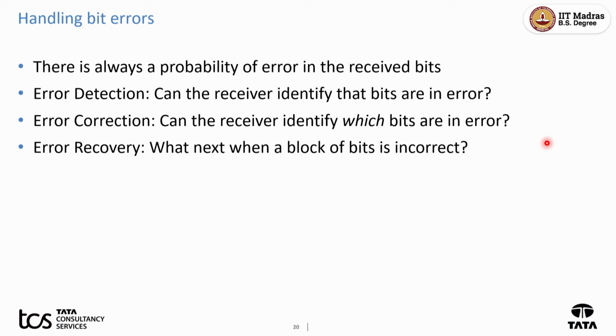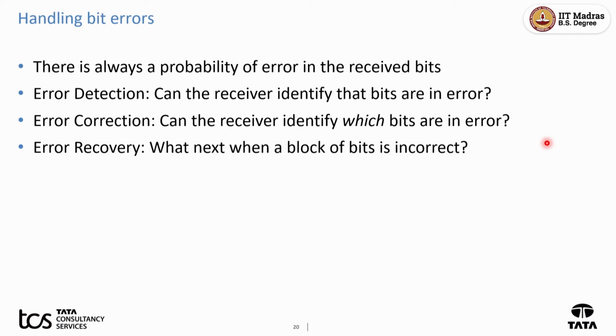Then, a little more greedy: can I know which bits have gone wrong? If it's all binary, 0 and 1, and I know which bits have gone wrong, I'll just flip them and I'll get my answer, right? Can I find out which bits have gone wrong? That is called error correction.